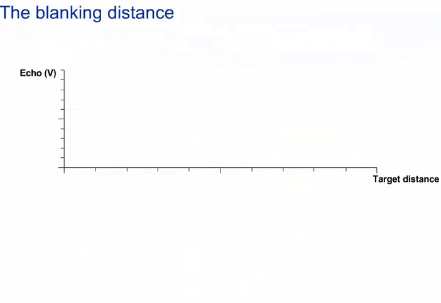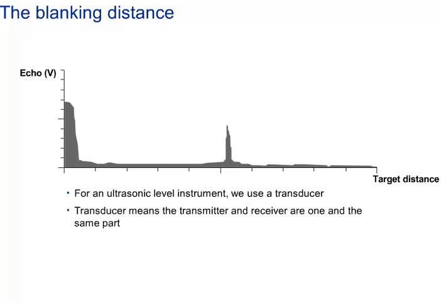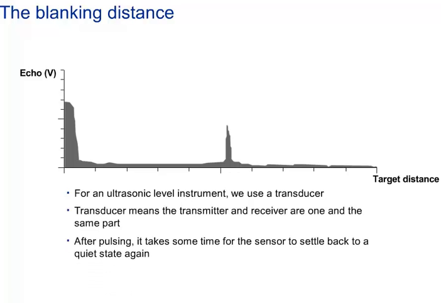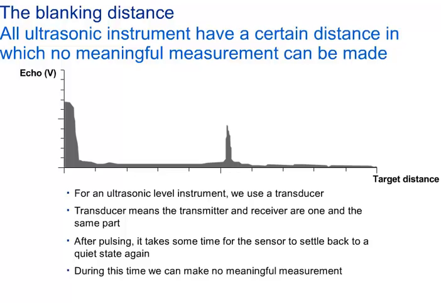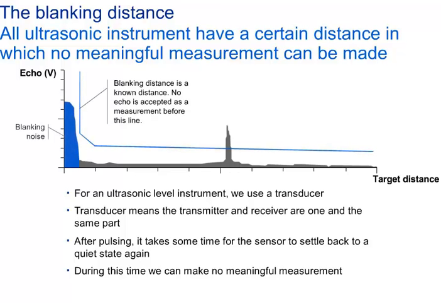Let us take a closer look at the sensor and what happens after we've pulsed. When we pulse an ultrasonic transducer, we are vibrating it to produce sound. When this pulsing has stopped, we require some time for the vibrations to stop. During this time, no meaningful measurement is possible and it is therefore ignored in the measurement. This part is called the blanking distance and should be considered during installations.